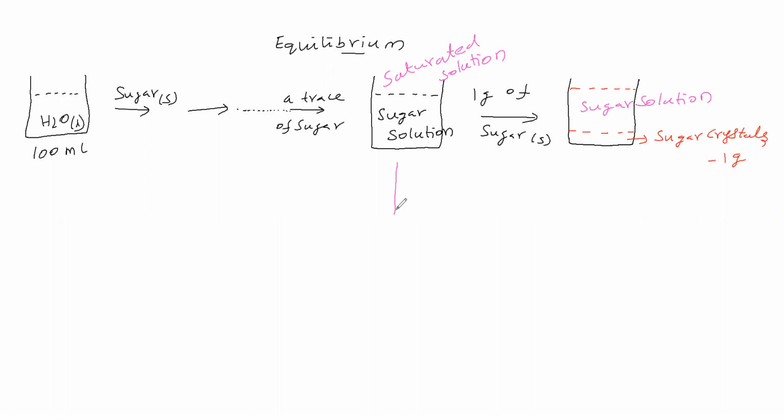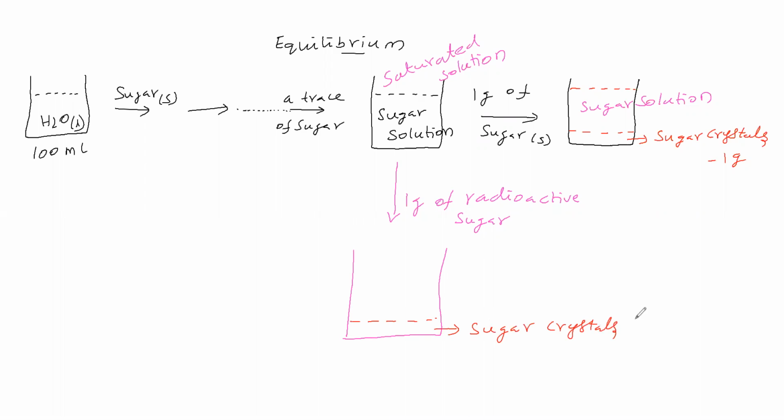To this saturated solution let us add 1 gram of radioactive sugar. Stir the contents very well and leave the system for sufficient time. What is the resultant we are getting, that we will see. We left the system for sufficient time. At the bottom, solid sugar crystals are present, 1 gram. Here the sugar solution is present.